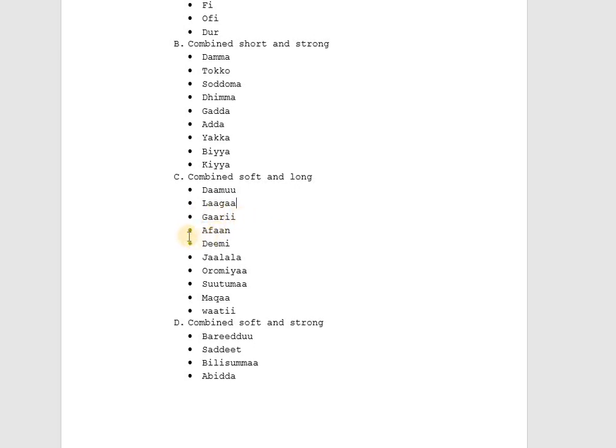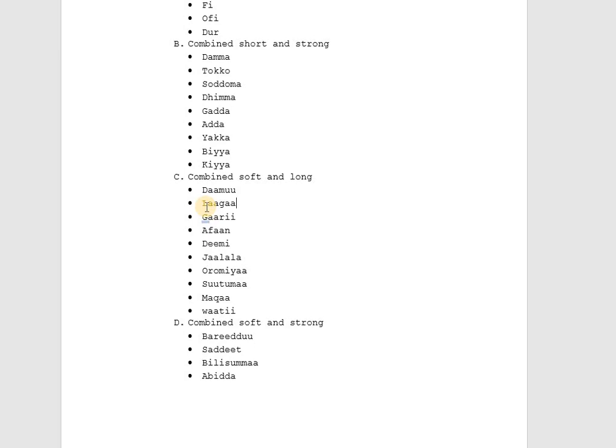Gari, afan. From here, which one is long? Afan. If you say the fa is long, that's correct. Demi. Here, the da sound is long. As you can see, we can have long sounds at the beginning of Oromo words. Actually, these are damu, laga, gari.